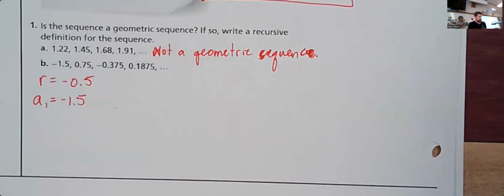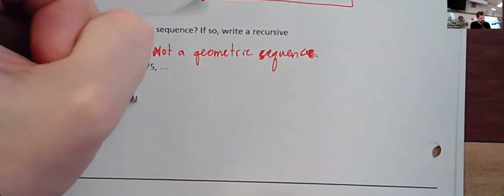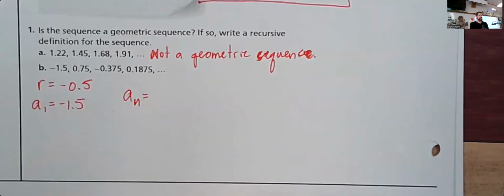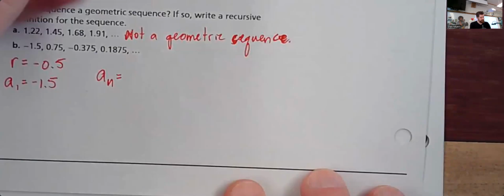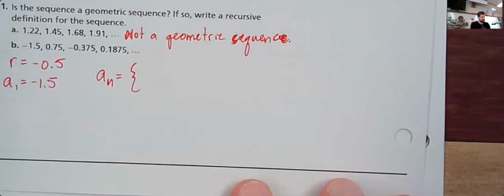So the recursive definition then, what's it going to be? How do we start it? What goes before the braces? Yeah, a sub n. So whatever term we're looking for, any term we want, the nth term, the desired term. And then we're going with our braces, top row.